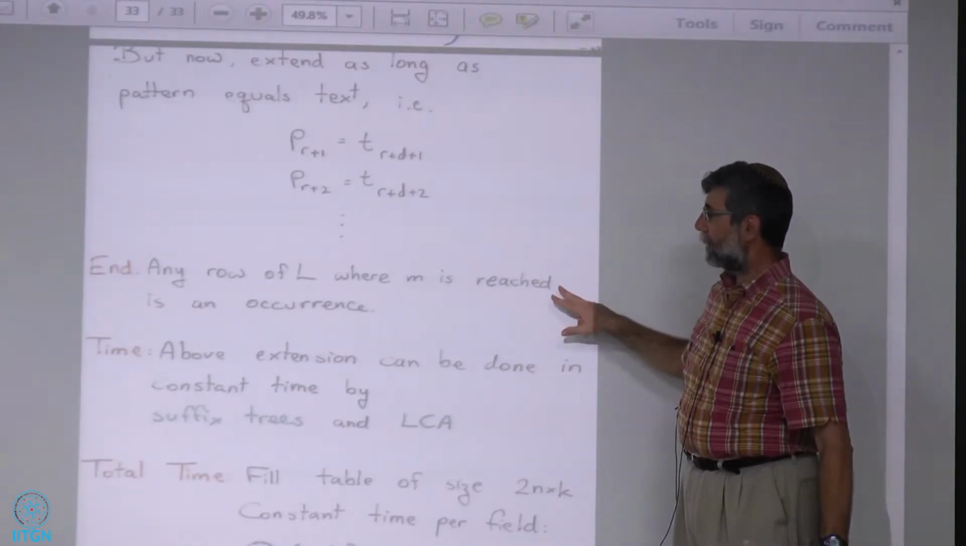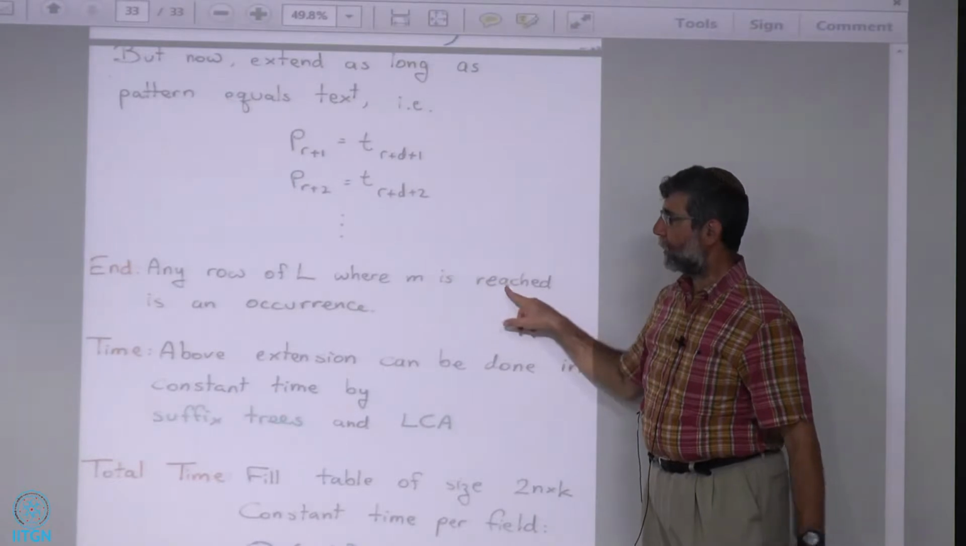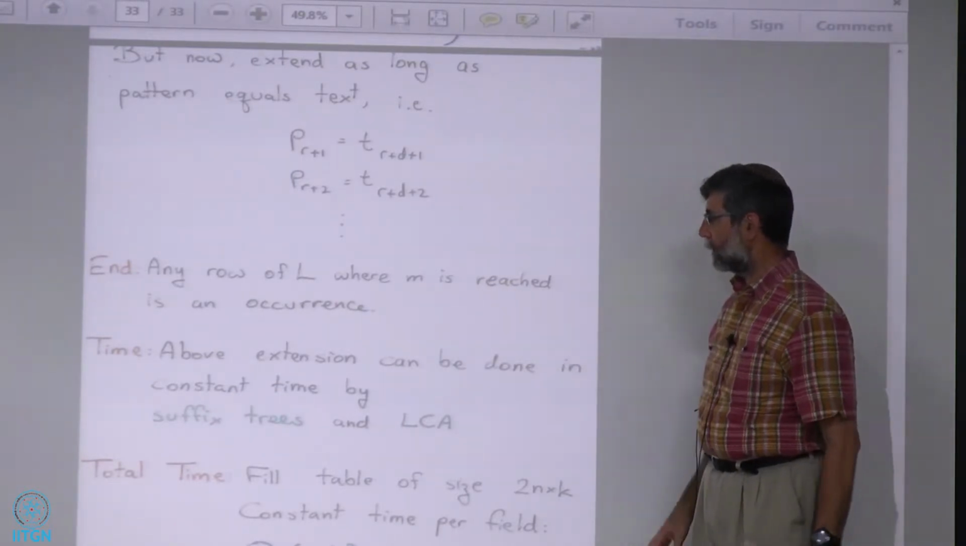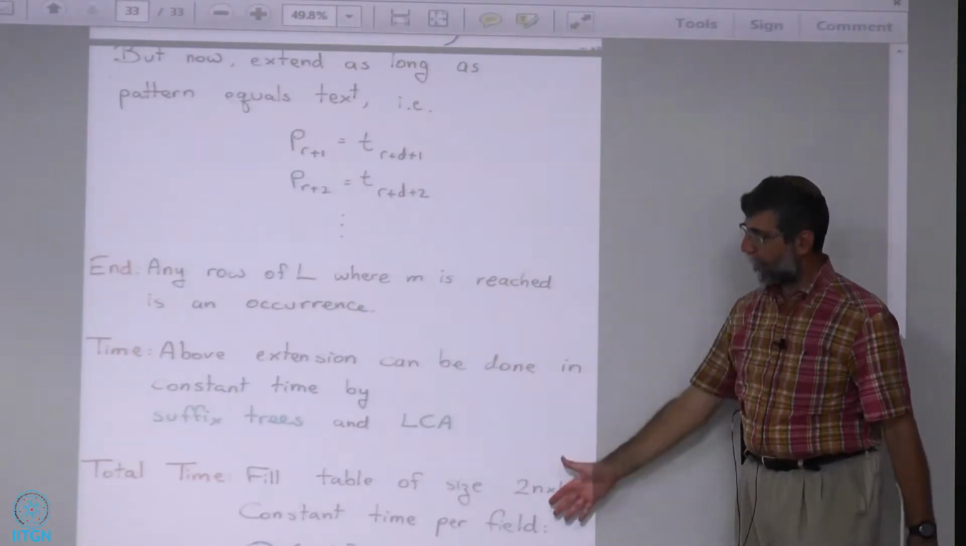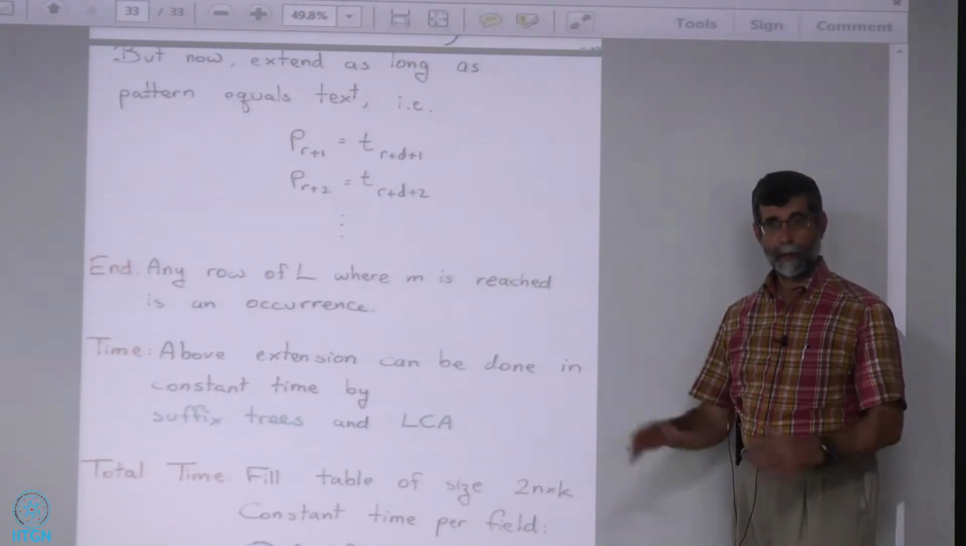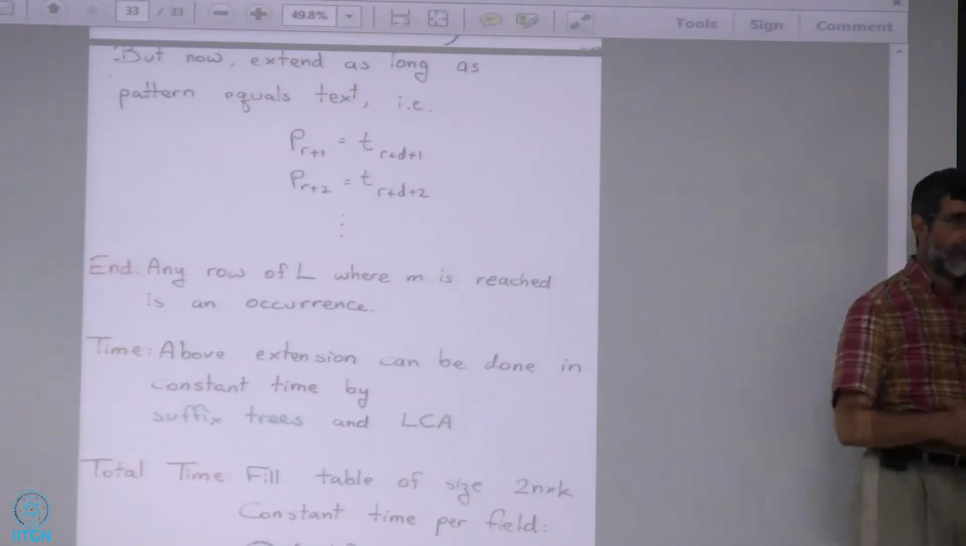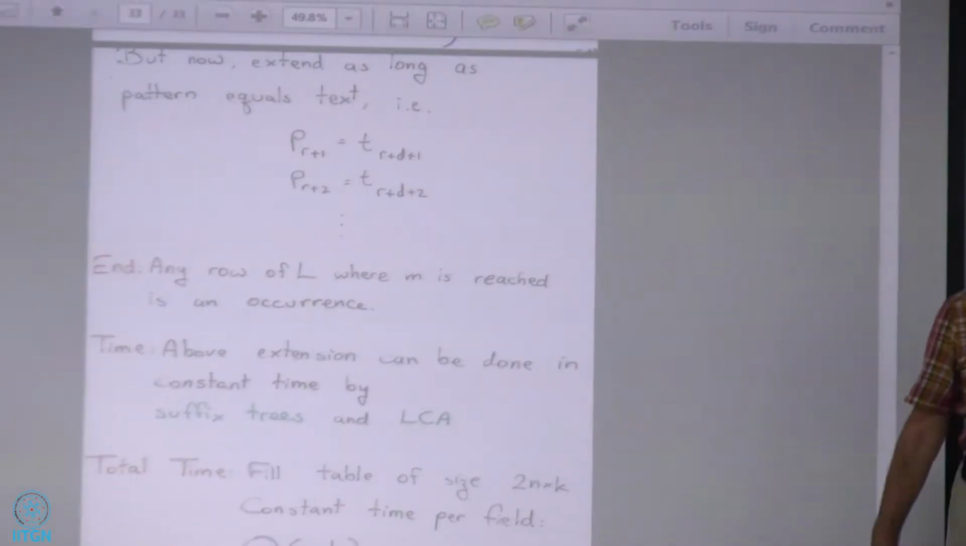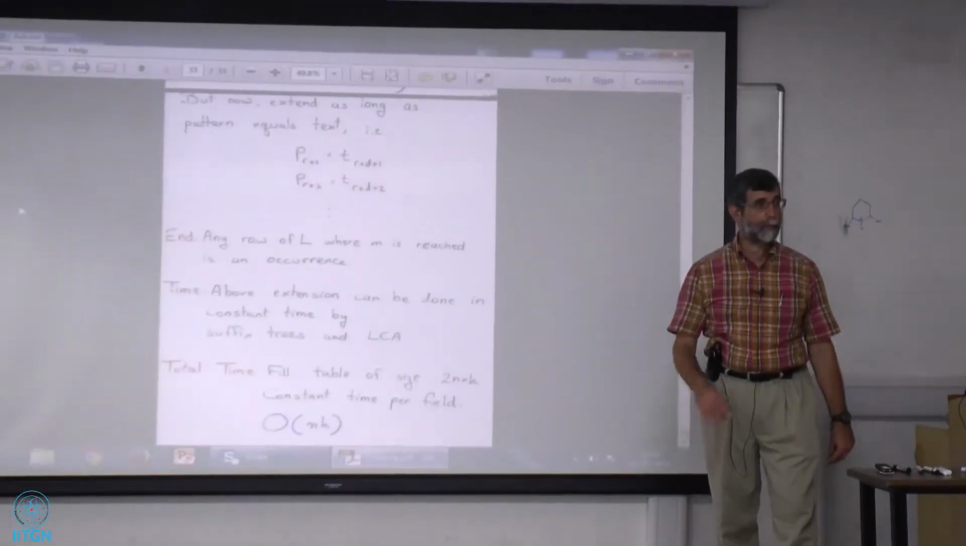And when do you end? Any row where the M is reached is an occurrence. So the time is O(nk) because we filled in the dynamic programming matrix. Okay, here it's a good place to do the stop.